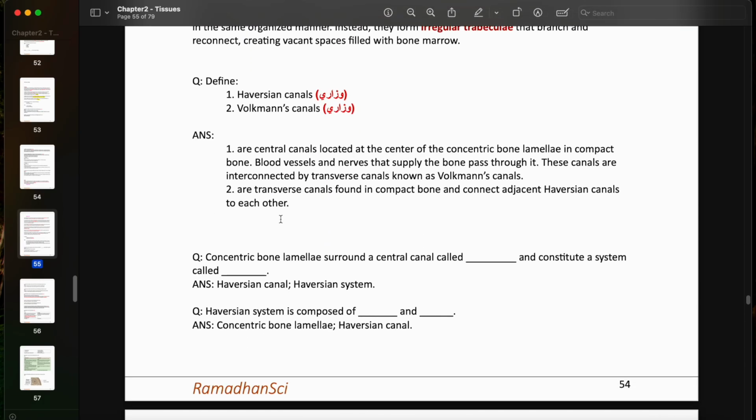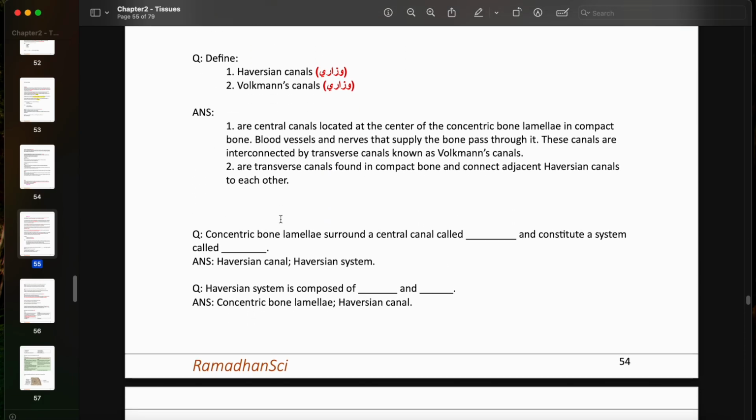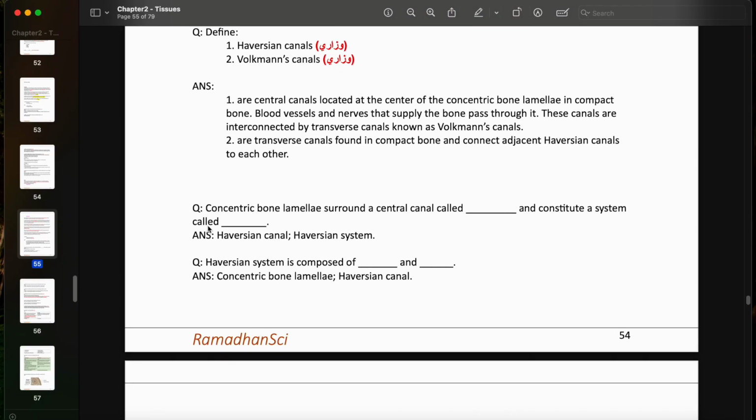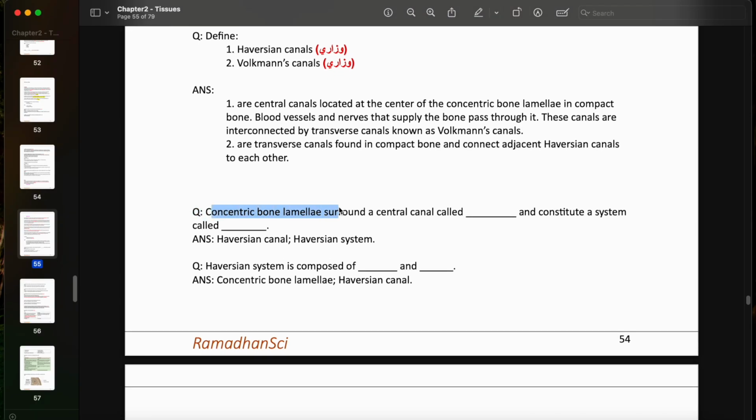Now, we can have a very important question. They're telling you that concentric bone lamellae surround a central canal called blank and constitute a system called blank. So the central canal is called the haversian canal, and the system they form together is called the haversian system. So haversian system equals haversian canal plus concentric bone lamellae.